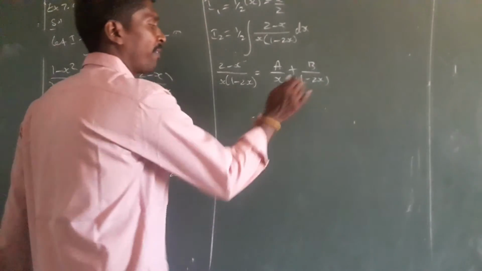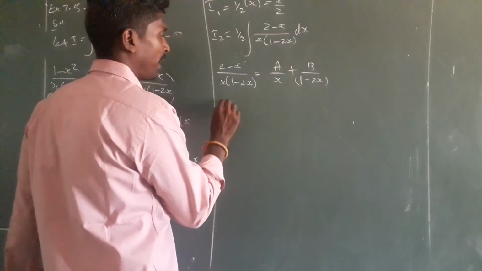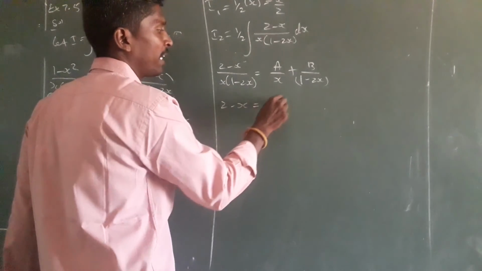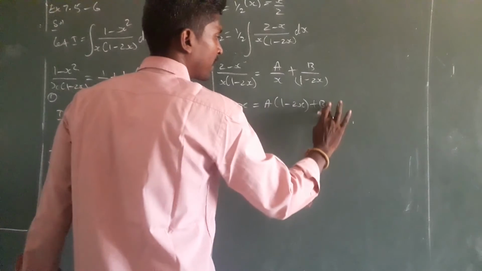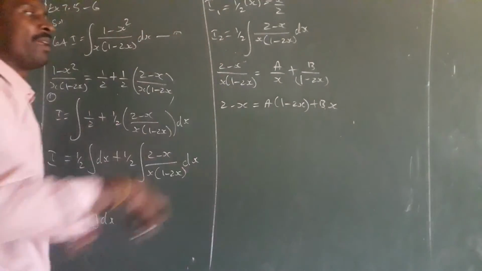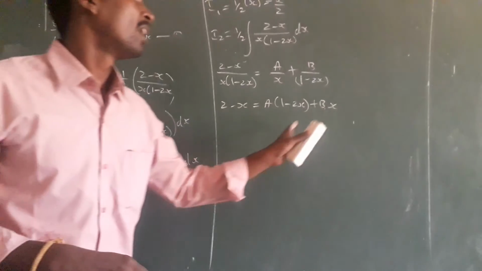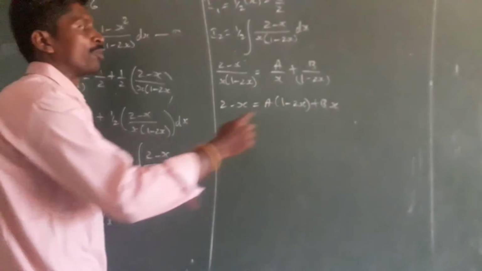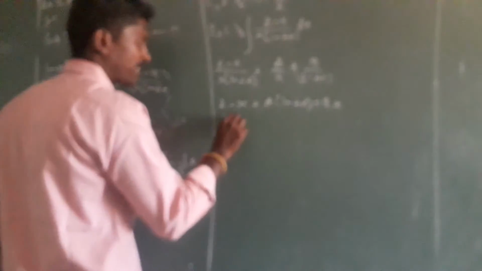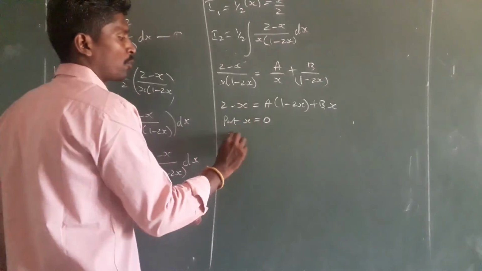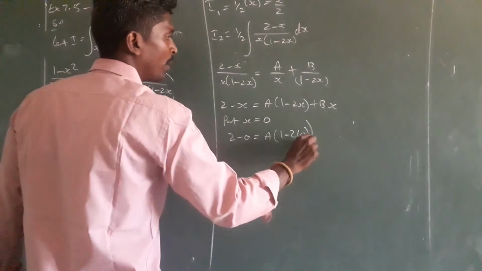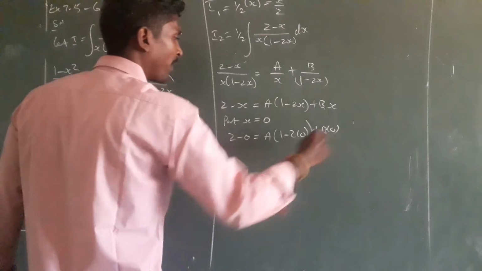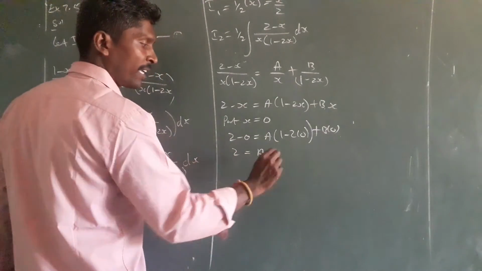Now we want to find the a value as usual and cross multiply. 2 minus x equal to a into (1 minus 2x) plus b into x. So you want to find the a value, b value. You make the a term 0 or the b term 0. Easy to make the b term 0 when putting x equal to 0. So 2 minus 0 equal to a into (1 minus 2 into 0) plus b into 0. Finally we have 2 equal to a.